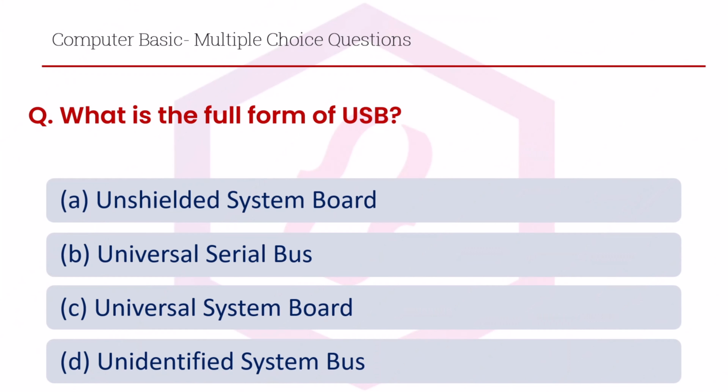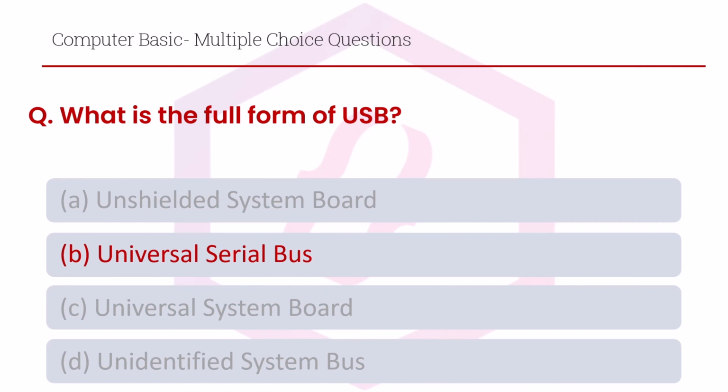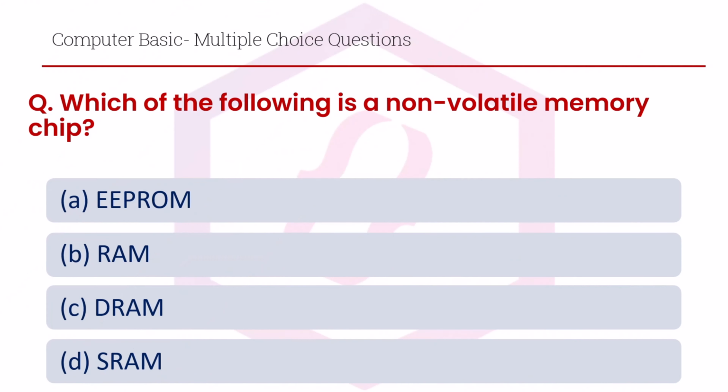Which is the full form of USB? Options are Unshielded System Board, Universal Serial Bus, Universal System Board, Unidentified System Bus. The right answer is option B, Universal Serial Bus. Which of the following is a non-volatile memory chip? Options are EEPROM, RAM, DRAM, SRAM. And the correct answer is option A, EEPROM.